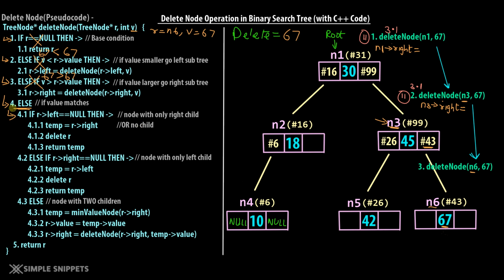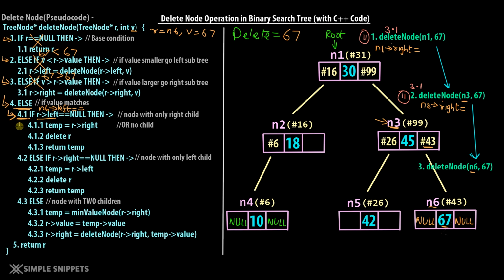Okay, so inside the step 4 we have 4.1. So we check if r of left is equal to null. Now r is n6. The left address of n6 is going to be null, and the right address is also null because it is a leaf node, we can see over here. So r of left, which is n6 of left, is equal to null. So this 4.1 condition is going to be true, correct?